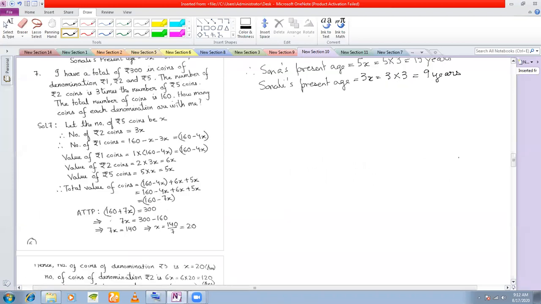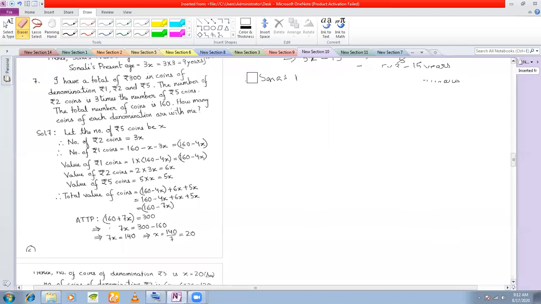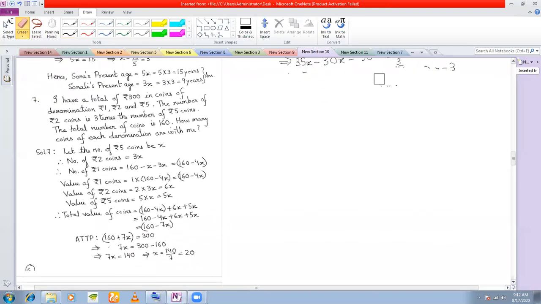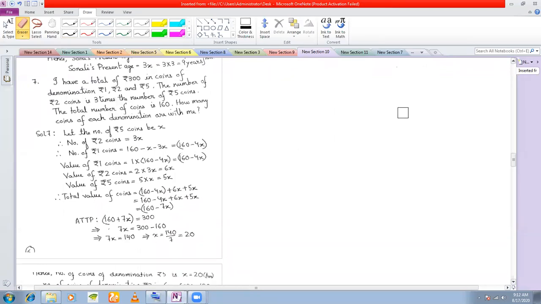I have a total of 300 coins. Sorry, not 900, 300 coins of denomination rupees 1, rupees 2, and rupees 5. So in my pocket, I have a total of 300 coins. Some of them are 1 rupee coins, some of them are 2 rupee coins, and some of them are 5 rupee coins. The number of 2 rupee coins is 3 times the number of 5 rupee coins.